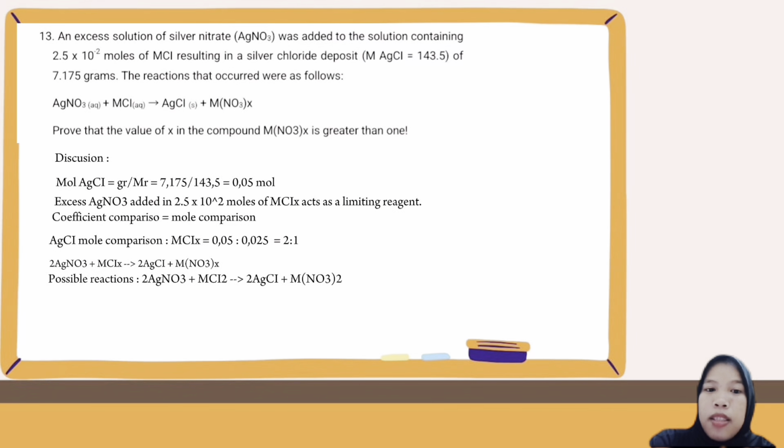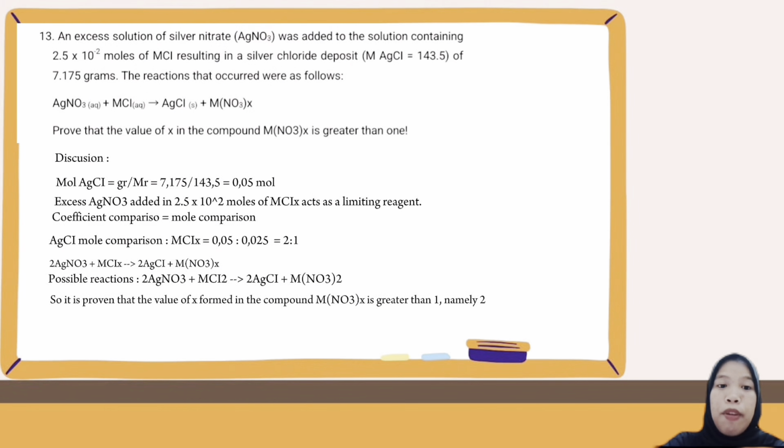Possible reaction: 2 AgNO3 plus MCl2 produces 2 AgCl plus M(NO3)2. So, it is proven that the value of H formed in the compound MnO3X is greater than 1, namely 2.